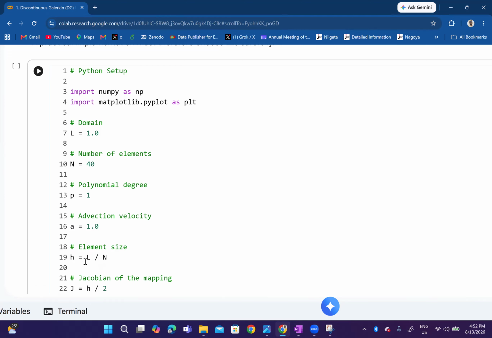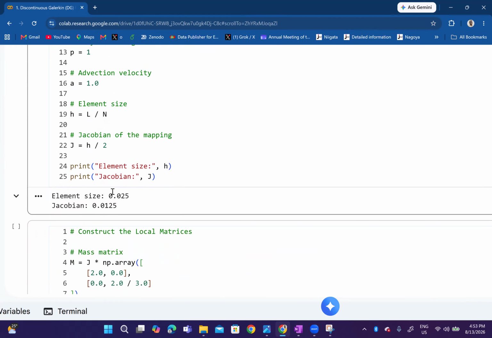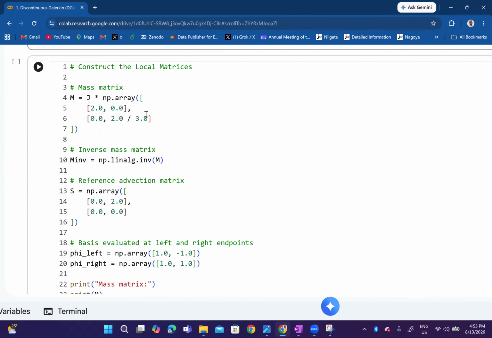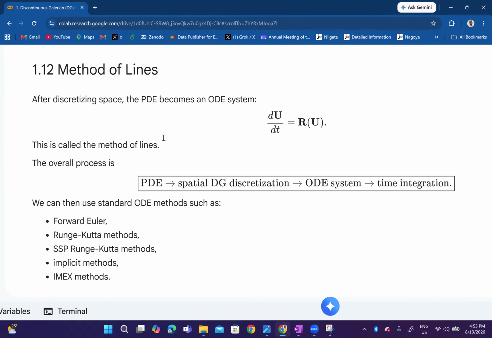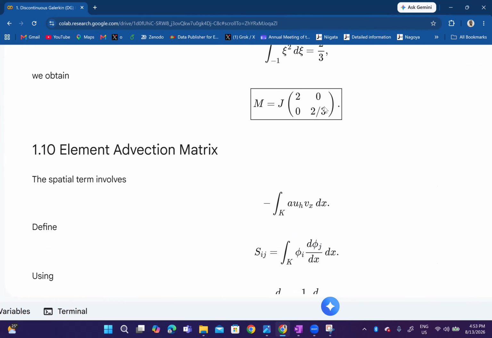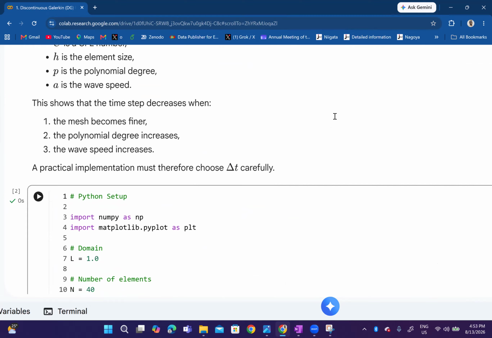In that case, the element size h will simply be L over N, 1 over 40, and the Jacobian of the mapping will be h over 2. If you run this, the element size is 0.025 because it's 1 over 40 for each element. Then the Jacobian is 0.0125 because we divide this by 2. Once we do that, we can also construct the local matrices. From what we did the other time, the mass matrix has entries 2 and 2 over 3. Let's see, does it correspond with what we got initially? Okay, yes, this is exactly what we are declaring there, the 2 and 2 over 3. That's exactly what we have right here.